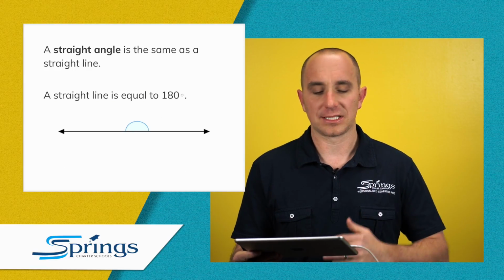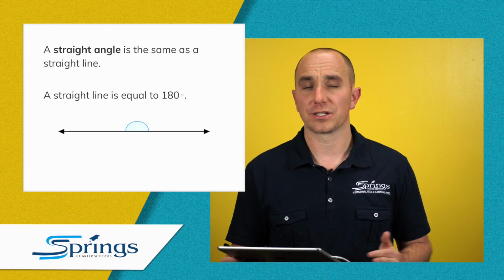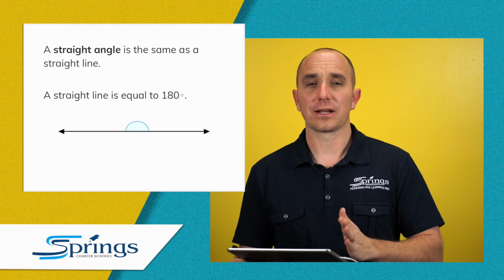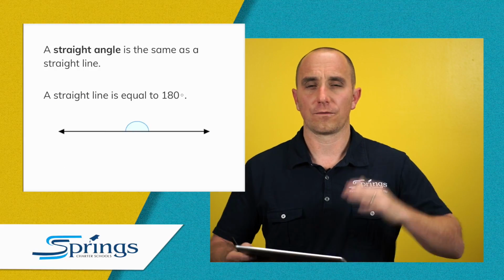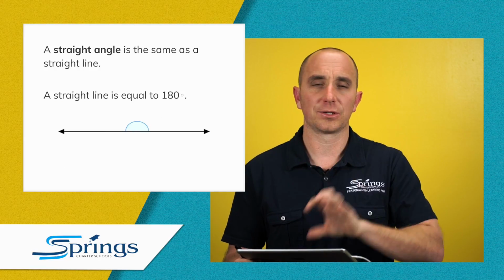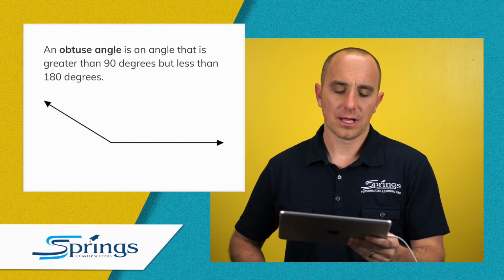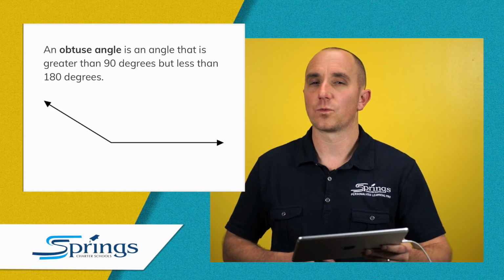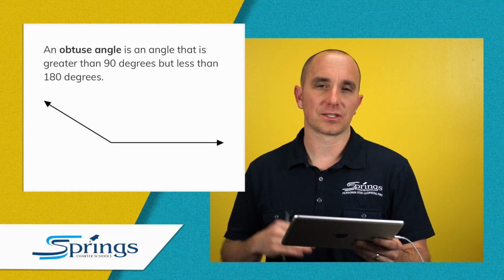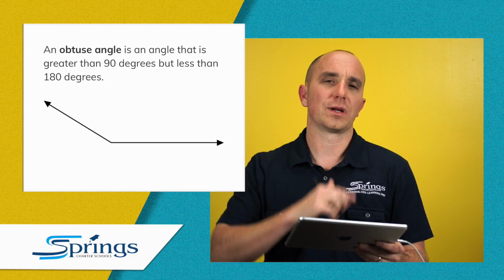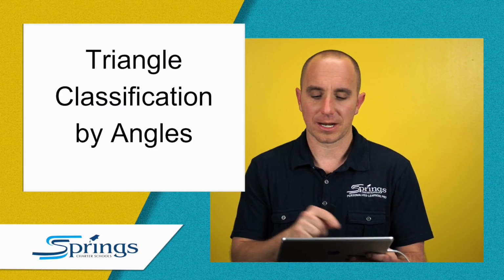A straight angle is essentially a straight line, and a straight line is equal to 180 degrees. We talked before, if you think about a right angle, which is a square corner, vertical and horizontal, you have two 90 degrees. Well, two 90s would equal 180. And an obtuse angle is an angle that is greater than 90 degrees but less than 180. So you're talking 91 to 179. Once it hits 90, it's right, and once it hits 180, it's obviously going to be straight.